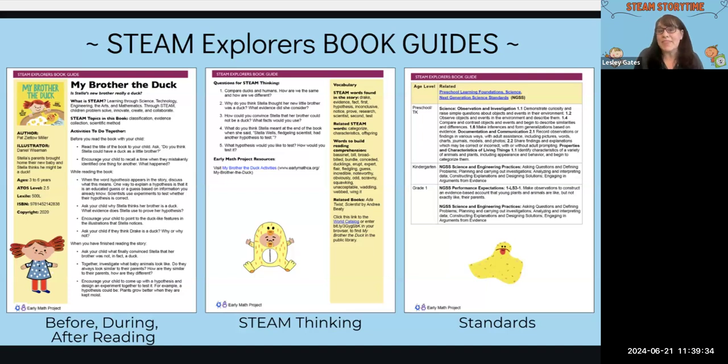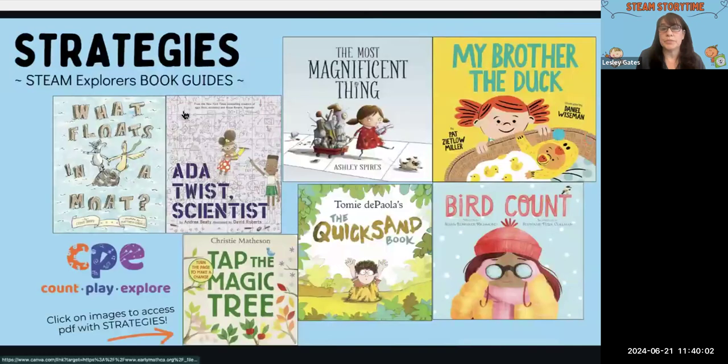Then it has some STEAM thinking. So if you're trying to get your students to make some STEAM connections, it gives you some ideas of how to engage your students that way. And then if you're looking at standard connections, whether it be preschool TK or K through 3, they have the standard connections as well, so that if you are looking for something specific to meet a specific standard, it is connected for you. So let me go back really quick. So these books here all have one of those guides connected to it. So that's something you can go click around if you'd like to look at that.